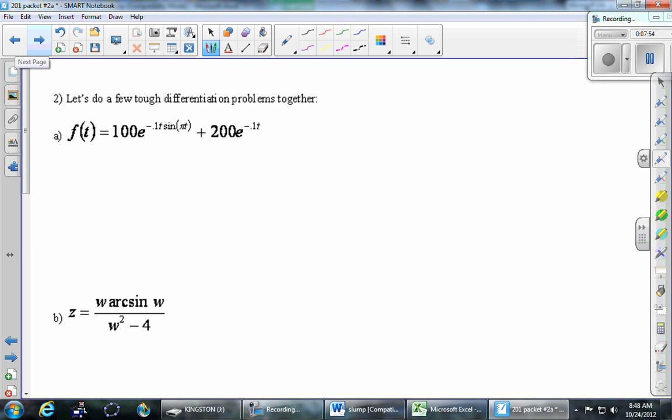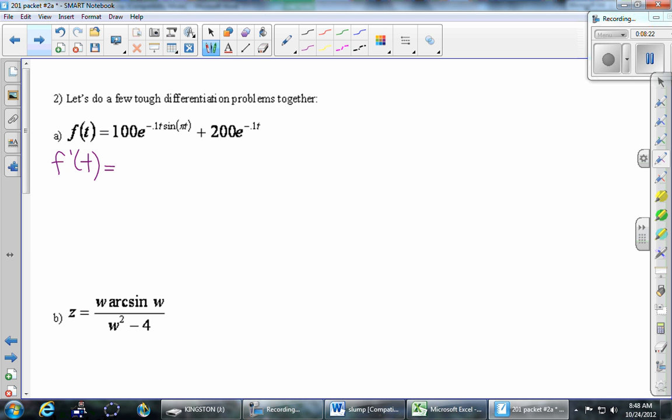Okay, first one. F of t equals 100 e to the negative 0.1t sine of pi t plus 200 e to the negative 0.1t. All right. First thing I'm going to do, even before I write equals, what am I going to write? F prime. Need to use notation, can't have stuff floating around. You need to tell me I am taking a derivative right here.